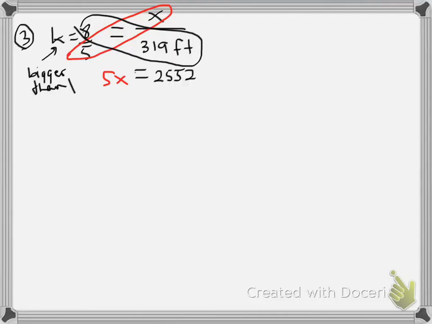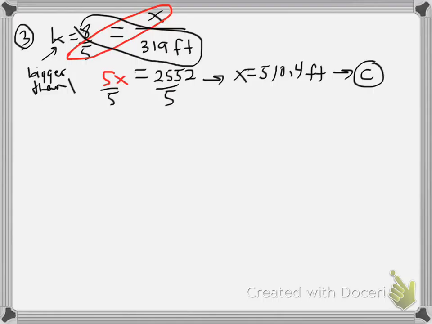Okay, so we get 2,552. If we divide everything by 5, you're going to get x equals 510.4 feet. Now they want the approximate amount, so 510, that's really close to C, which is 510.